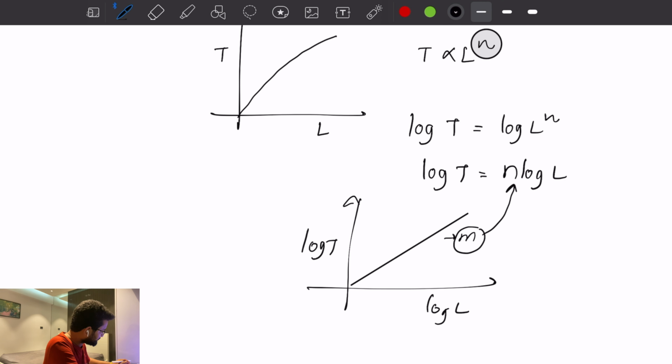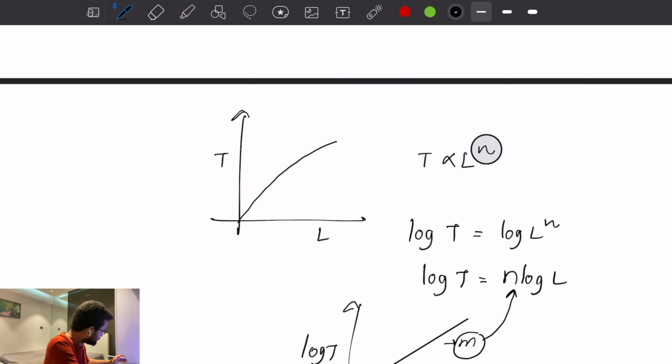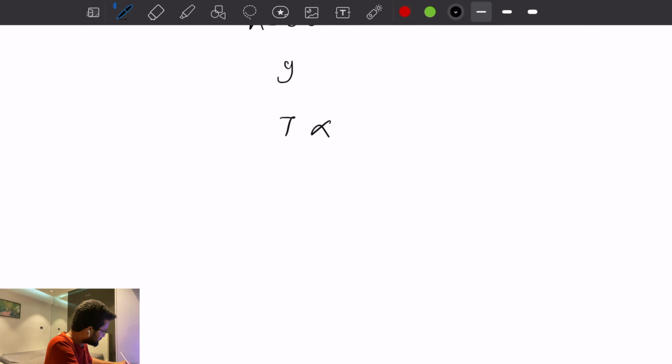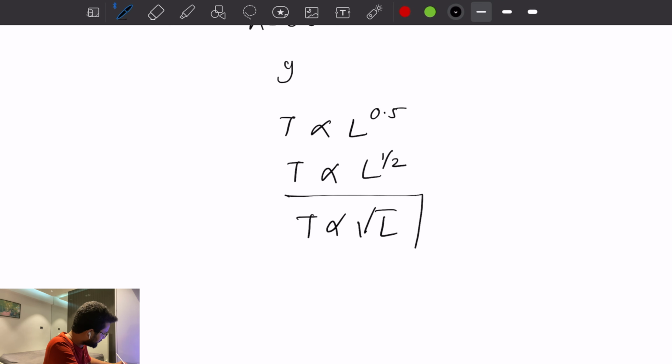As I mentioned before, t is directly proportional to L to the power of n. That means t is directly proportional to L to the power of 0.5, that is L to the power of 1 by 2. That means t is directly proportional to root L. So if we draw a graph between the root of length and the time period, we are going to get a straight line. We'll see whether we get it or not.